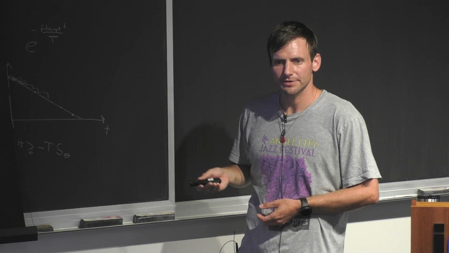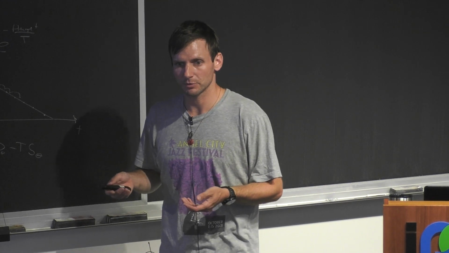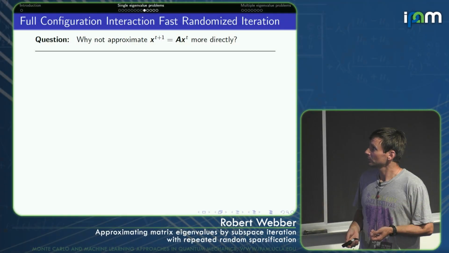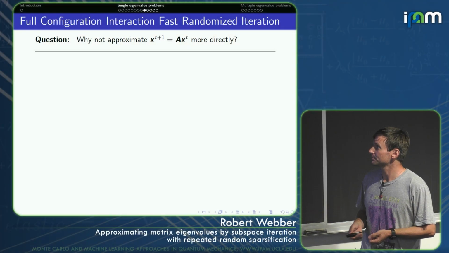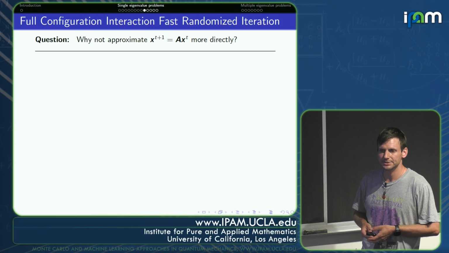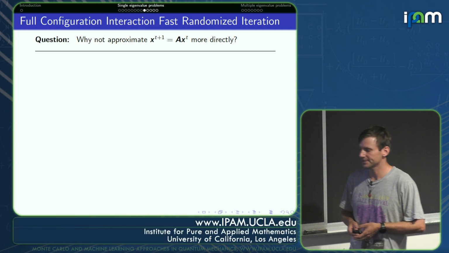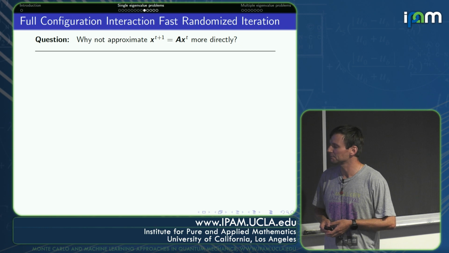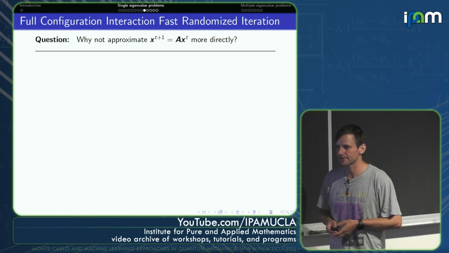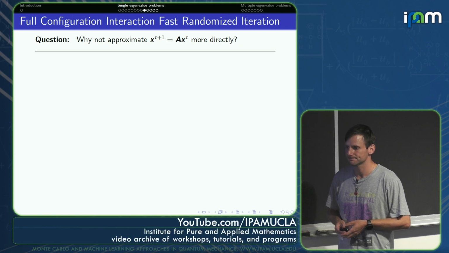I'll ask a different question, though, and this will segue to the work that our group has done. Why not approximate x_{t+1} as A x_t more directly? Why go through this rigmarole of birth, death, and annihilation? Could there not be a more direct way to do things?